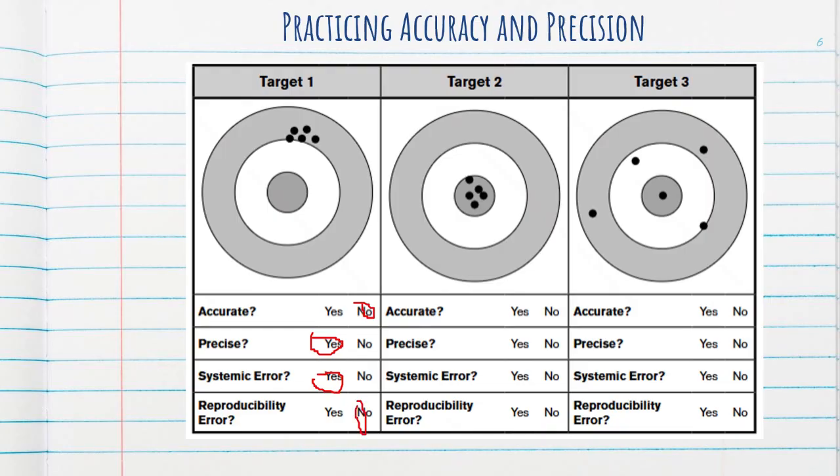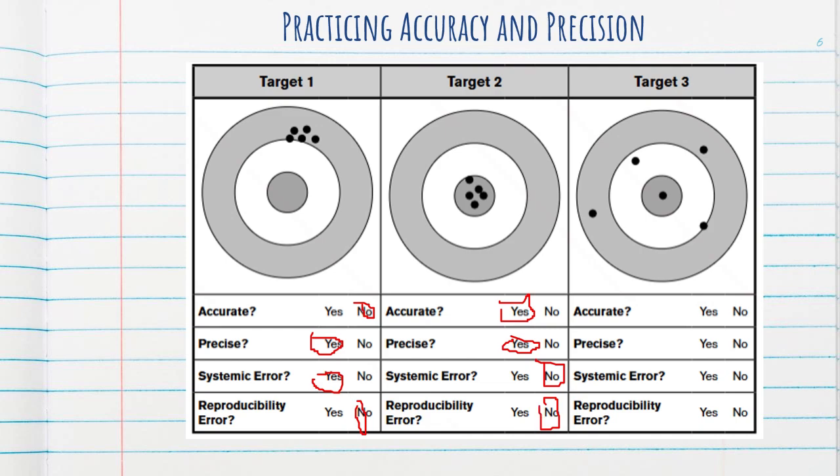Target 2, is it accurate? Yes, it's accurate, right? We've hit the center of that bullseye all 5 times. Is it precise? I would say it is. We've gotten pretty close. Does it have any systemic error? Not really. I could see you arguing that this one right here is systemic. Does it have a reproducibility error? Did they not reproduce the same measurement every single time? No, I don't think there is much error there.